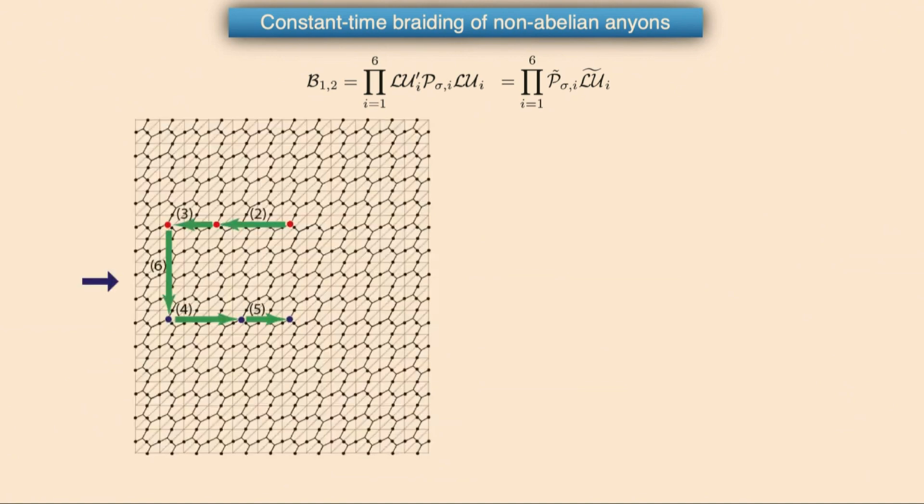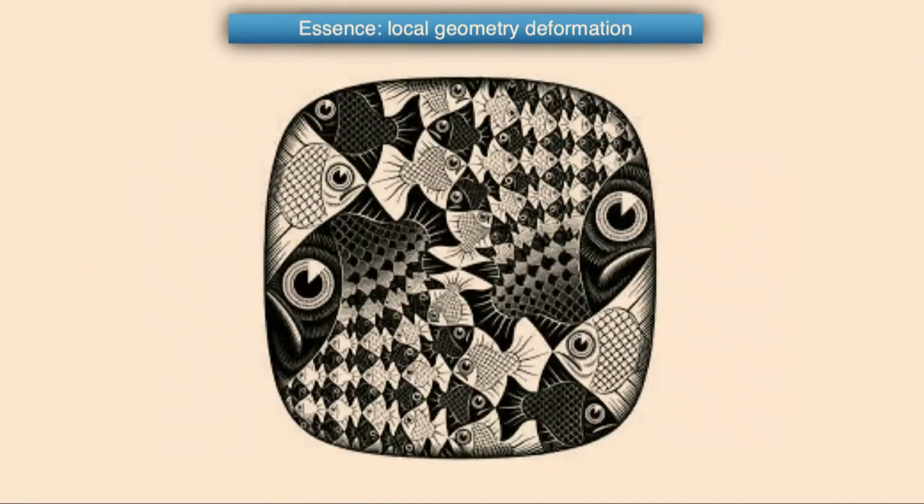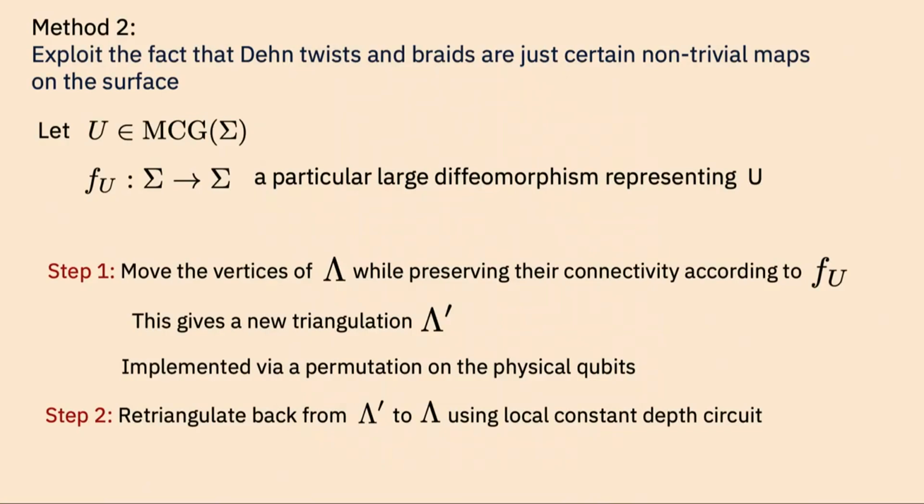In sum, independent of code distance d, we can always achieve the full braiding process in a finite number of steps. In this example, it's just 6 steps. So the essence of the first method is the local geometry deformation of the surface. Now there's a second method, which exploits the fact that Dehn twists and braids are just some nontrivial maps on the surface. So we want to implement a particular large diffeomorphism representing an element of the mapping class group.